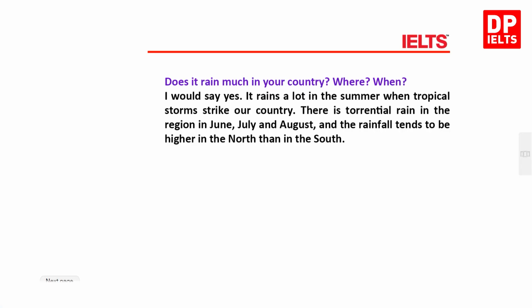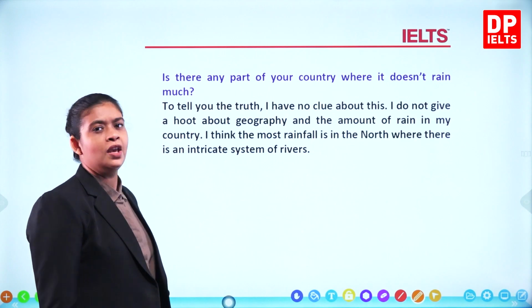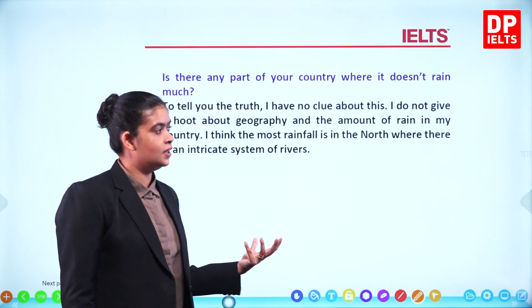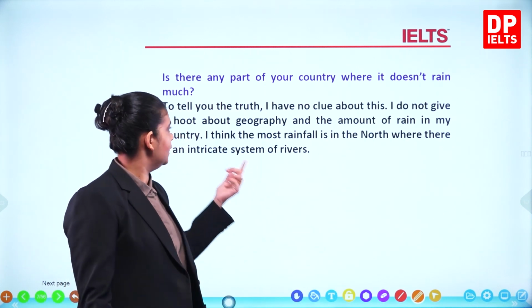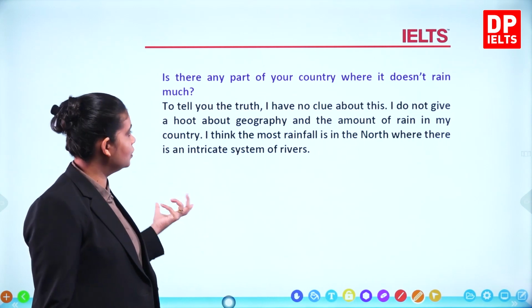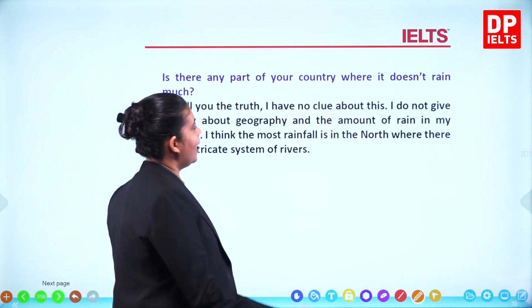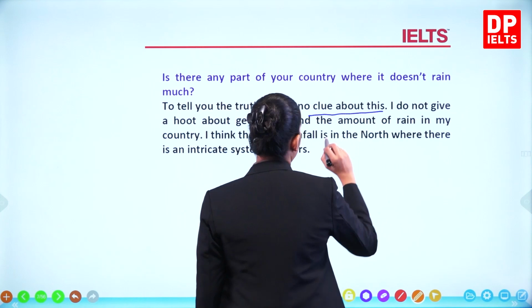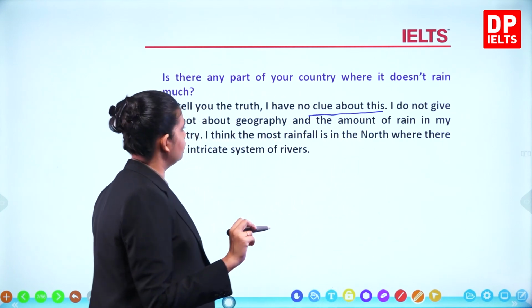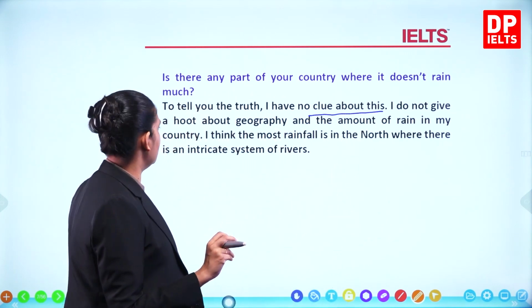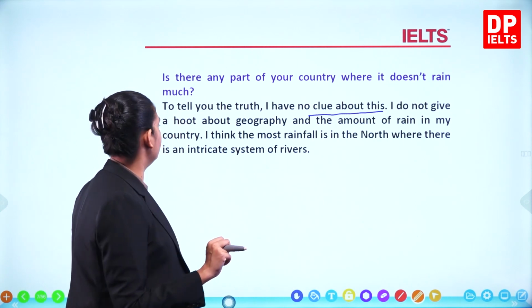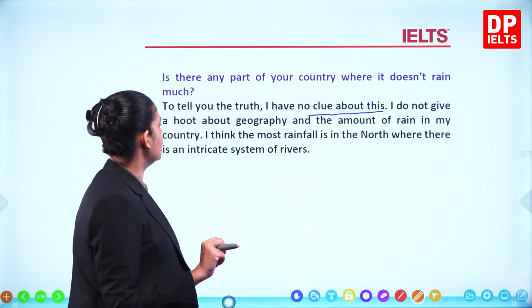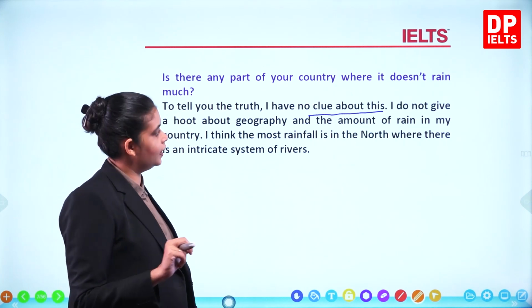Is there any part of your country where it doesn't rain much? So if you're not sure, you just don't say, well, I don't know. Don't do that, okay? Here's a nice way to put it across. To tell you the truth, I have no clue about this. I do not give a hoot about geography and the amount of rain in my country. I think the most rainfall is in the north where there is an intricate system of rivers, okay?